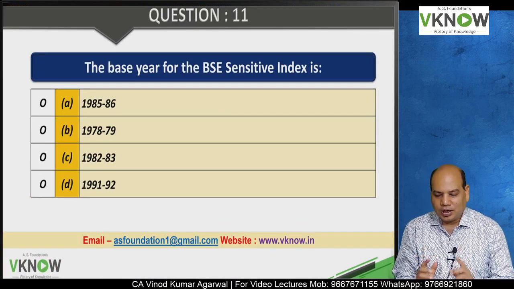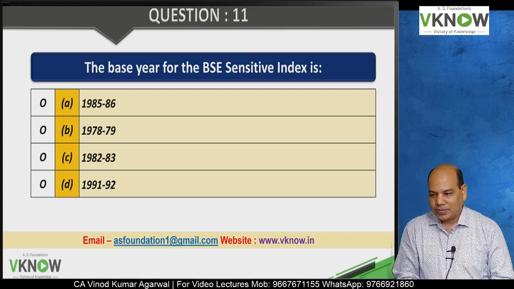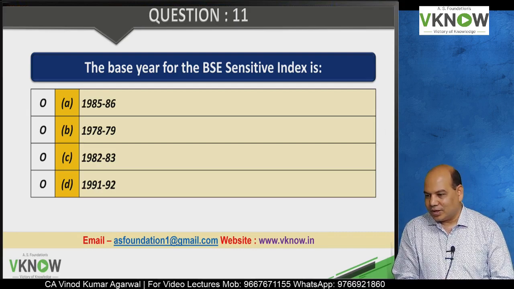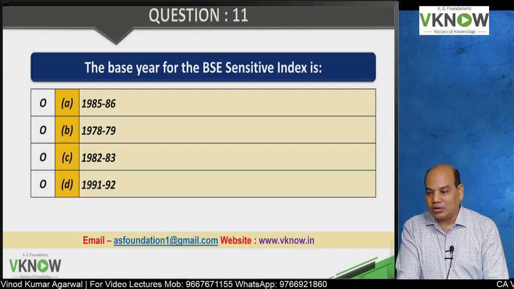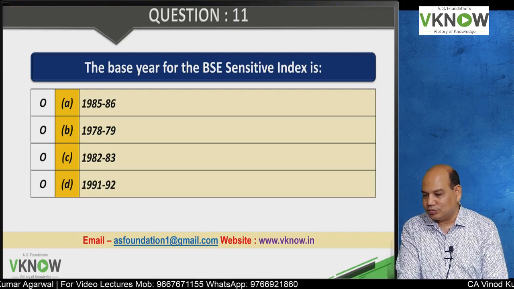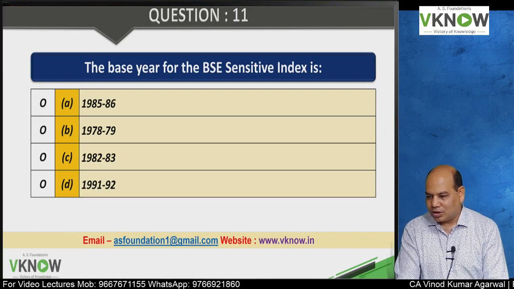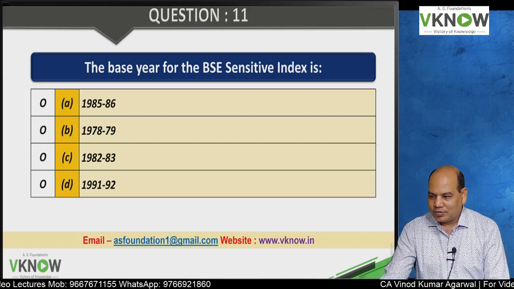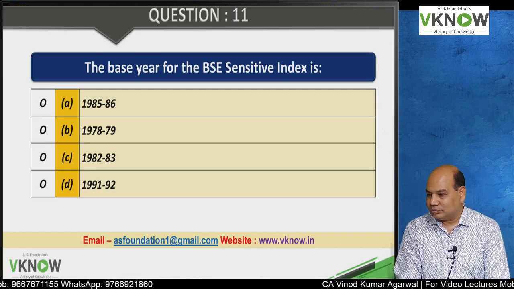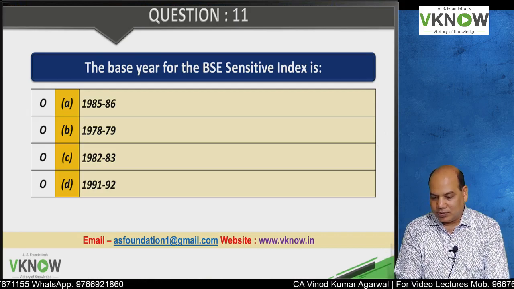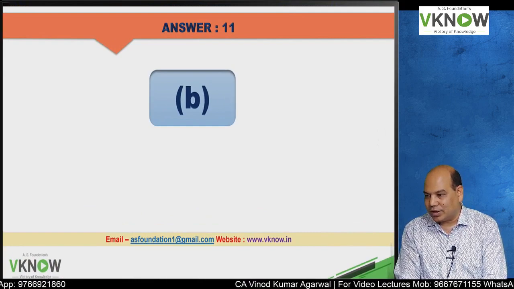Question number 11. The base year for BSE sensitive index is A, 1985-86, B, 1978-79, C, 1982-83, or D, 1991-92. For question number 11, some general knowledge is required. Anybody who got the answer for question number 11? This may not be easy for you because it is based on general knowledge. Option B was the right answer.